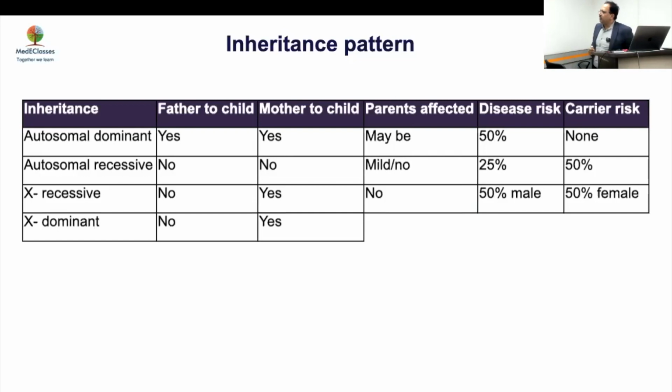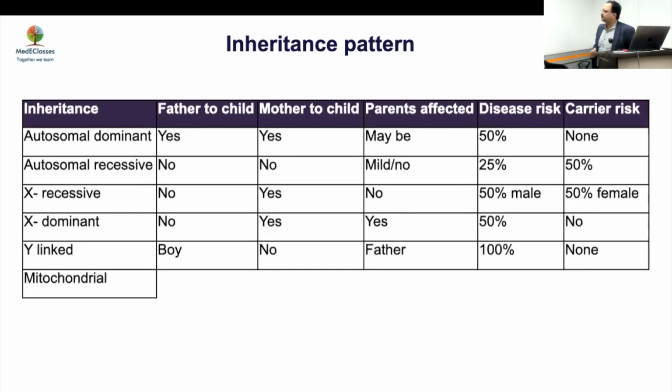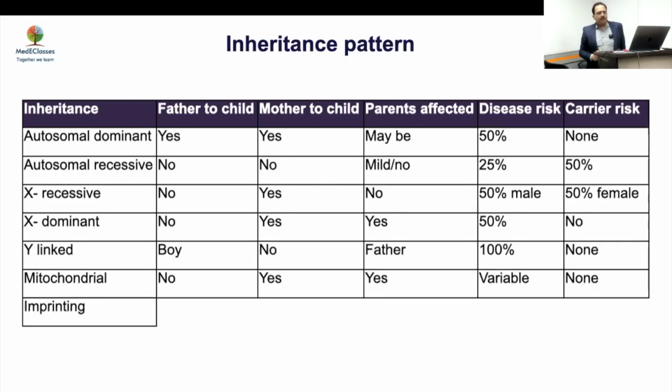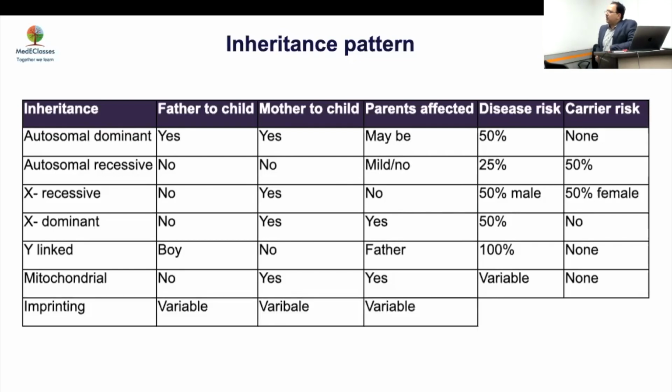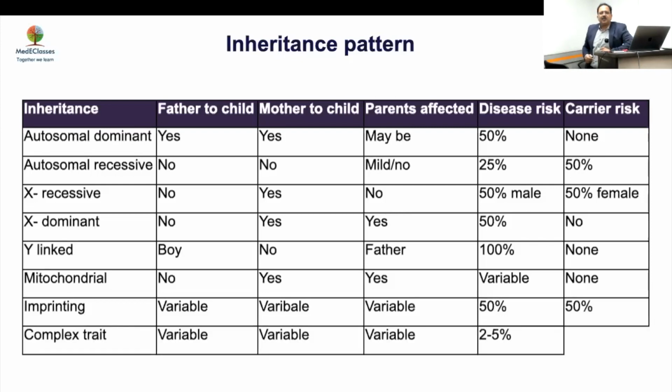X-linked dominant, of course, as I said, everything is similar, but mother will be affected in that setting. Y-linked, basically mother to child will not be there, father to child, but this is extremely rare. Mitochondrial, only from mother to child. So not from father to child, only mother, everybody will be affected. Imprinting, depending upon which parent is giving you the gene, is what is going to decide. So again, it will be variable. And finally, complex trait, basically this is both environment and the genetic factor. The risk is less than 2.5%. So if you see this table, this will help you decide which type of disease you're dealing with.